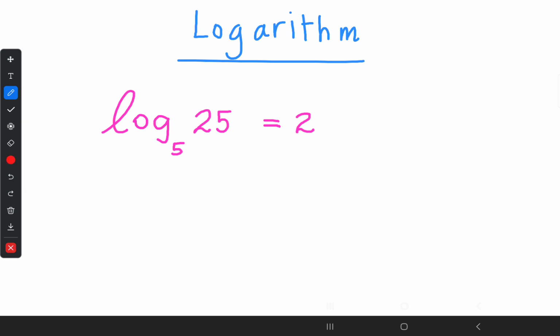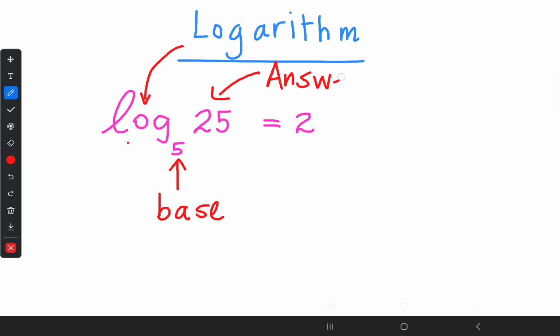In this notation, we have three key things. This log indicates the logarithmic sign. We are dealing with logarithms. Then the lowercase value, the small value, will indicate the base. And this should be our answer. There are many terms to indicate this, such as answer, value, finalist. Let's use the simple one, answer.